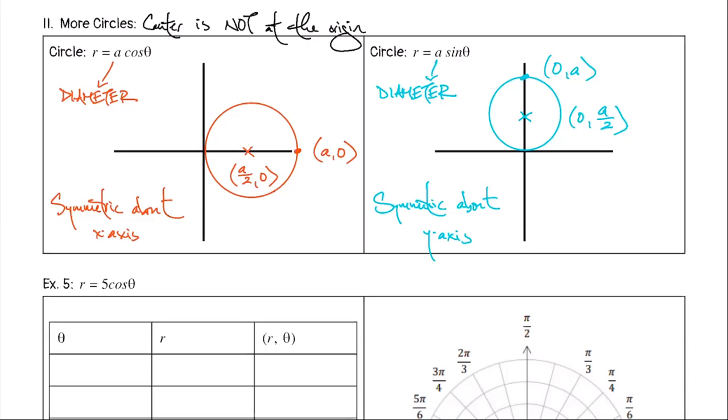Our new thing is we've got other ways to say circles, and the way that they are symmetric is different, and that's something we can actually tell from the equation, okay? So if we have a cosine in there, it's going to be symmetric about the x-axis. If we have a sine in there, it's going to be symmetric about the y-axis, okay? So let's do an example where we actually plot some points and really convince ourselves that this is actually true, okay?